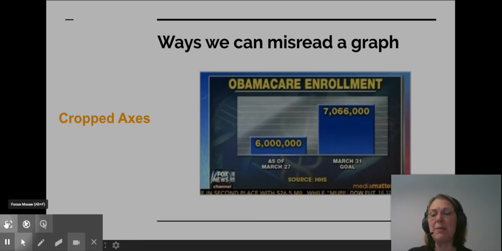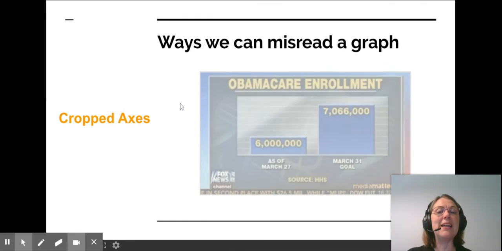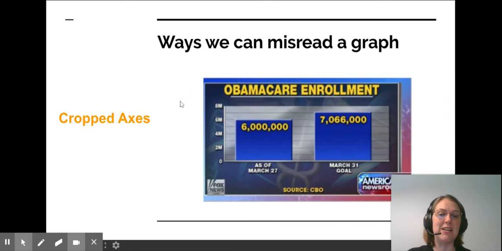Another way that would probably be better to show this particular graph is if we make the graph a little bit more representative. Notice that when we put labels on the axes, the 6 million actually looks, in comparison to the 7 million, like there's still a little bit of a way to go to get to 7 million, but it's not way down here at the bottom like the previous graph was.